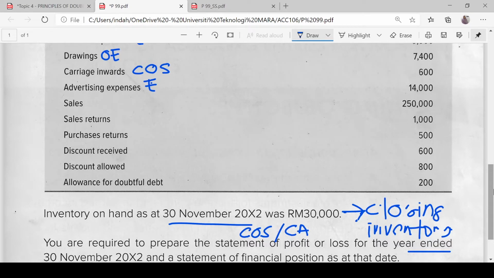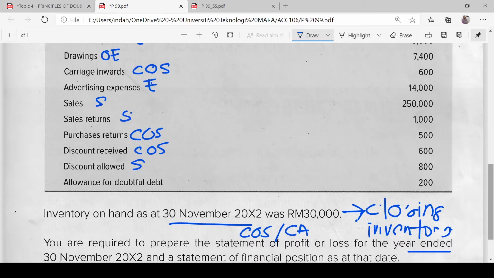Like I said, I'm going to be very specific. So sales is sales. This one is related to sales. However, sales return is going to decrease the sales. And then we have purchase return. Purchase return is part of cost of sales. Discount received is cost of sale. Discount allowed is related to sales.